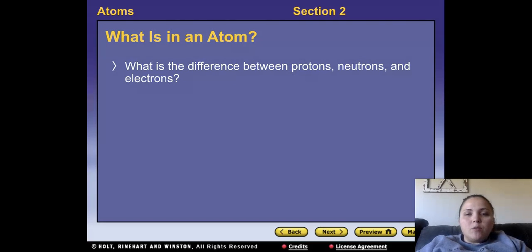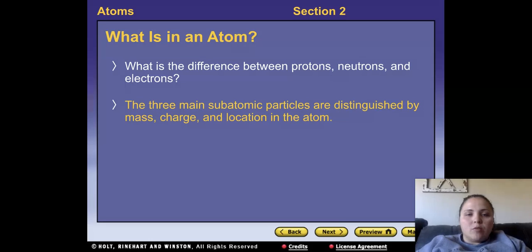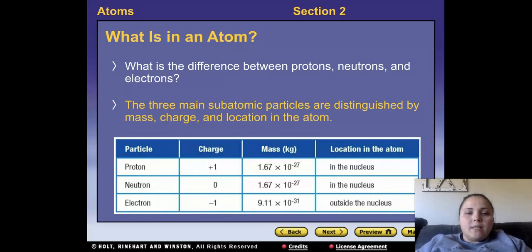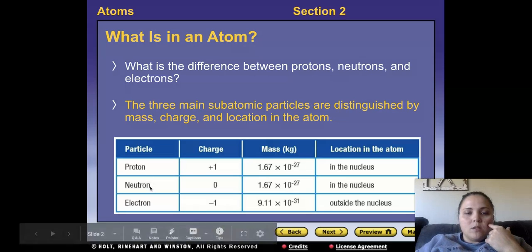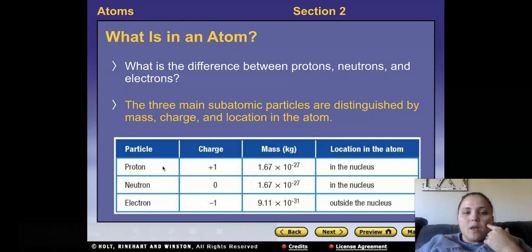So, what is the difference between protons, neutrons, and electrons? The three main subatomic particles, so the three main pieces that are inside of an atom, are distinguished by their mass, their charge, and where they're located in the atom. And so the three main subatomic particles are protons, neutrons, and electrons.